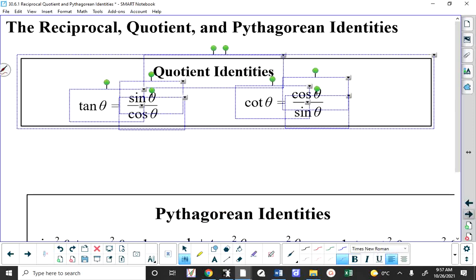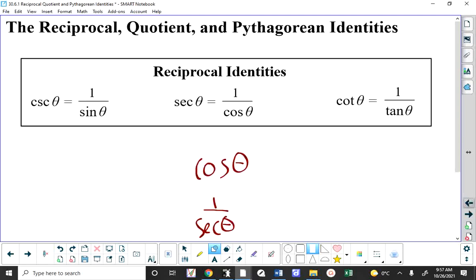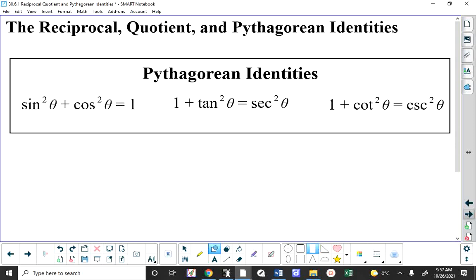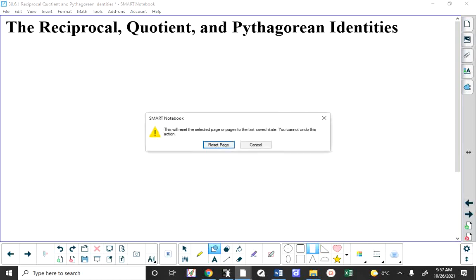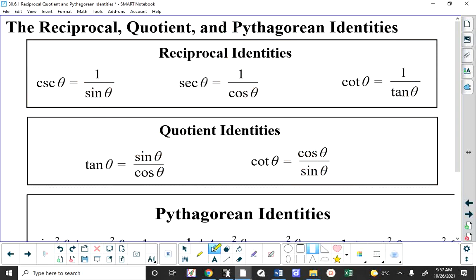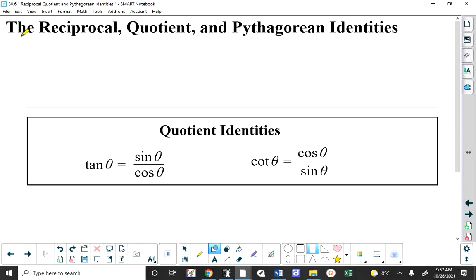Okay. So you're familiar with these identities. There are also things called the quotient identities. The quotient identities, I lost a page somewhere, are called the quotient identities because they define a trigonometric function, tangent or cotangent, as a quotient of two others.